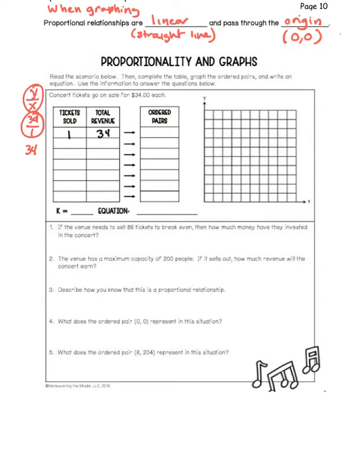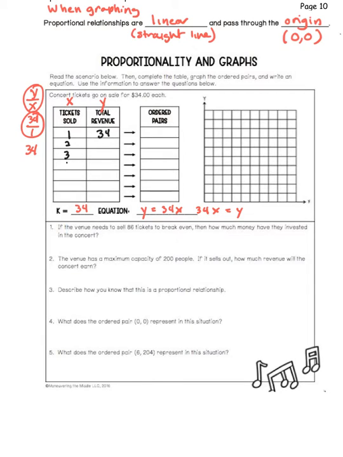We always take our Y value, in this case it's the total revenue, over our X value. We're taking 34 divided by 1, and our K value ends up being 34. And now from that we can write our equation, which is Y equals 34X. But we're probably going to want to use it in this table, since it's X then Y, as 34X equals Y.